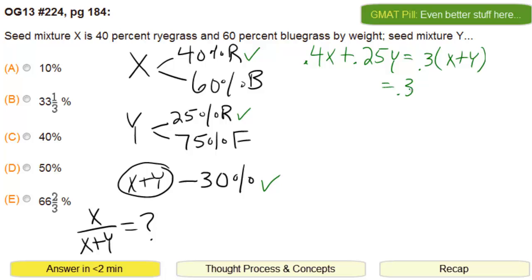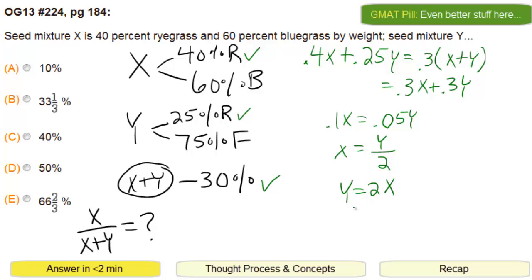So 0.3 X plus 0.3 Y. Combine the X's, you have 0.1 X equals 0.05 Y, right? Because 0.3 minus 0.25 is 0.05, and then you just have a nickel divided by a dime, which is 1/2. So X equals Y over 2, or you can say Y equals 2X.